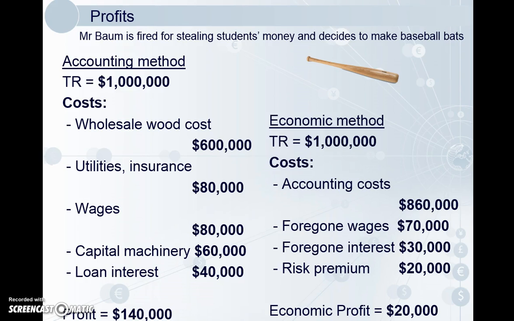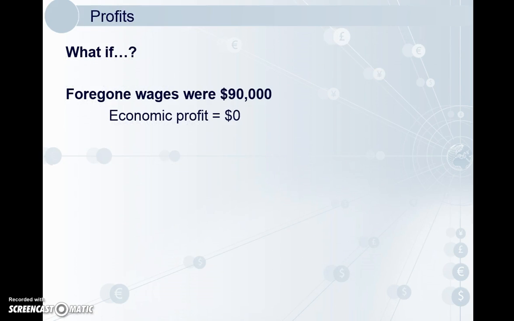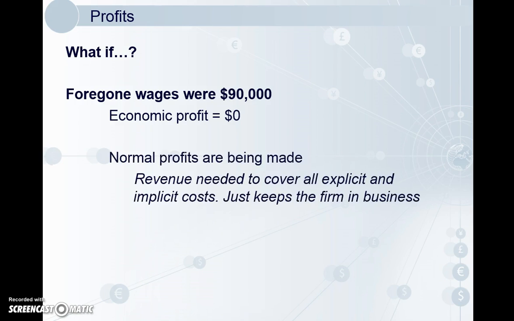But what if? Let's change the scenarios a bit. What if I'm more skilled than even I thought? What if I could actually earn 90 grand instead of 70 in outside employment? My economic profit would then be zero. But normal profits are still being made. Normal profits are just enough to keep me in business. It covers all my explicit and implicit costs, but I make no economic profit. As my opportunity costs are covered, I'm not better off doing anything else, so I will stay in business. And yeah, that seems weird. But with zero economic profit, firms will stay in business.